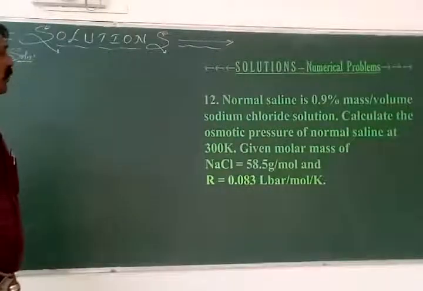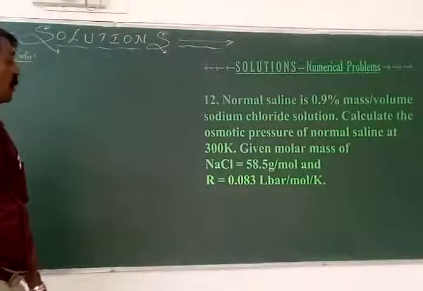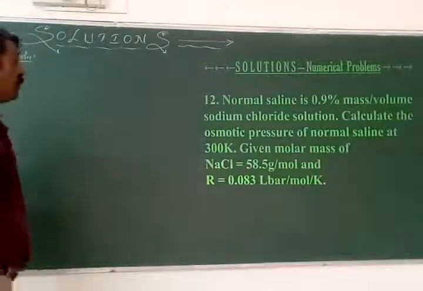Calculate the osmotic pressure of a normal saline solution at 300 Kelvin. Given the molecular mass of NaCl is 58.5 and the R value is given as 0.083 liter bar per mole per Kelvin.